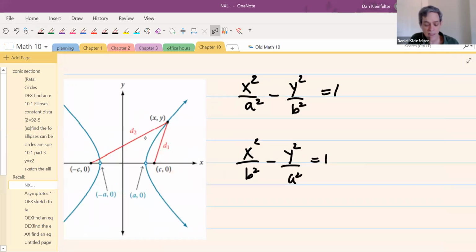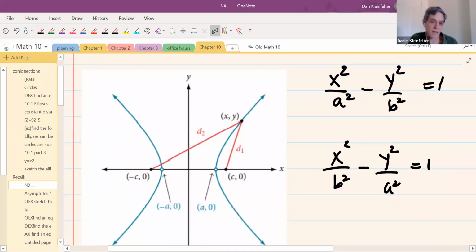And that comes from how the hyperbola is defined in terms of distances. We saw the ellipse was defined in such a way that the distance from a focus to a point on the ellipse plus the distance from the other focus to that same point on the ellipse is a constant.